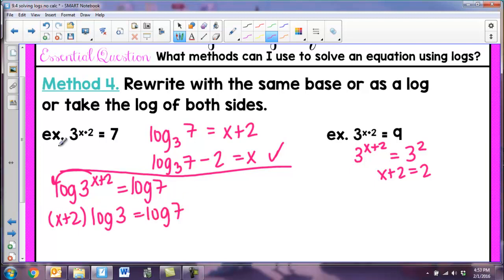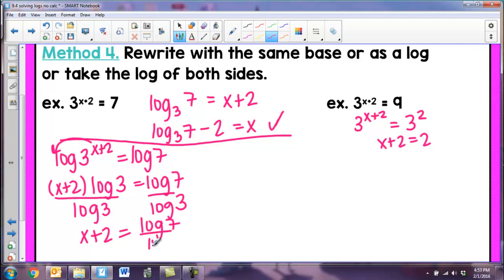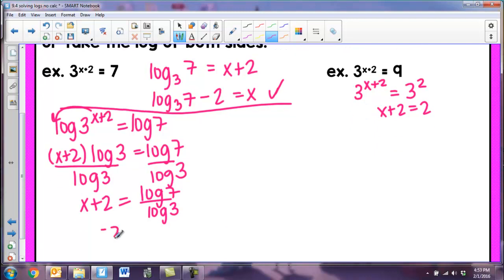And if you notice, it's going to turn into almost the same thing we just got, because if I divide both sides by log of 3, I would have x plus 2 equals log of 7 over log of 3, which is basically just your change of base formula, where if you didn't have a regular calculator that could do a base in there, you could figure out the log of 7 divided by the log of 3. Then I go ahead and subtract 2, and I would get the same thing.